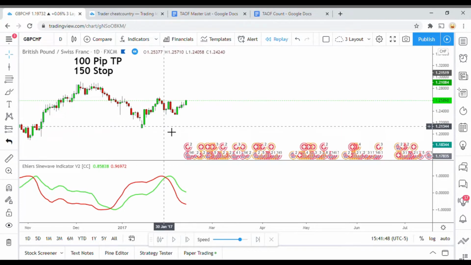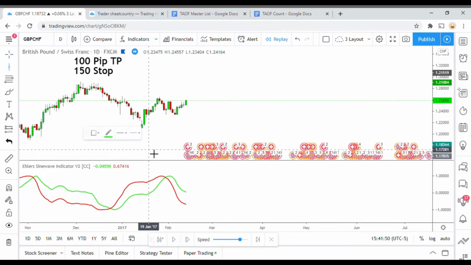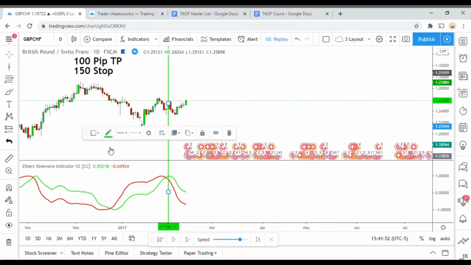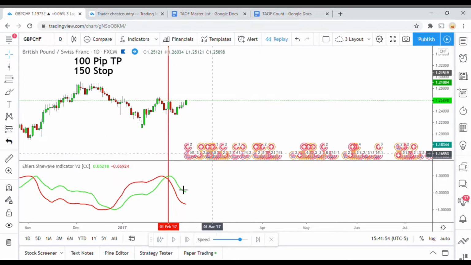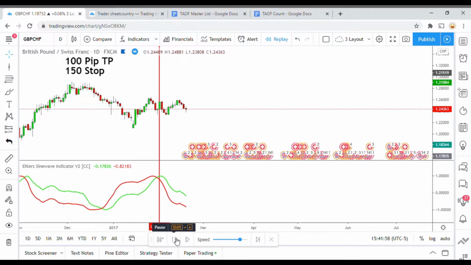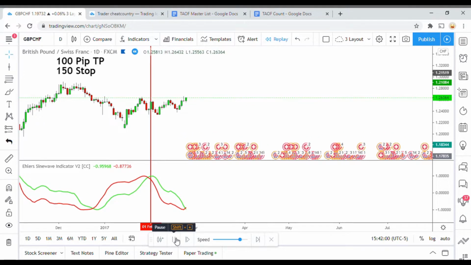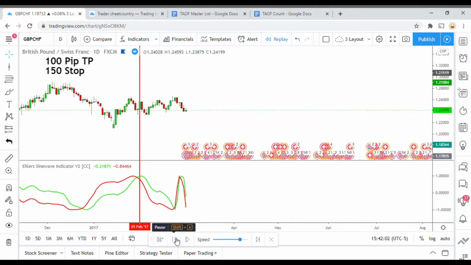Pretty sure that was our first signal. Well, I know that was our first signal, and I'm pretty sure it was a losing trade. It was indeed after we measure it out. Let's go ahead and continue forth here. So we get a short trade right there.